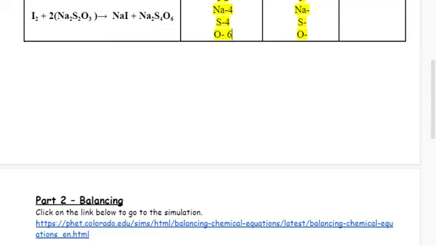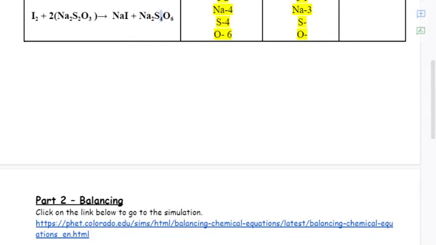Hop over to the other side. Let's start with the I's so that we keep this lined up. For I, I only see 1 total. So 1 here. For Na, now remember, you have 2 over here, and then you have another 1 over here. So 2 plus 1 equals 3.